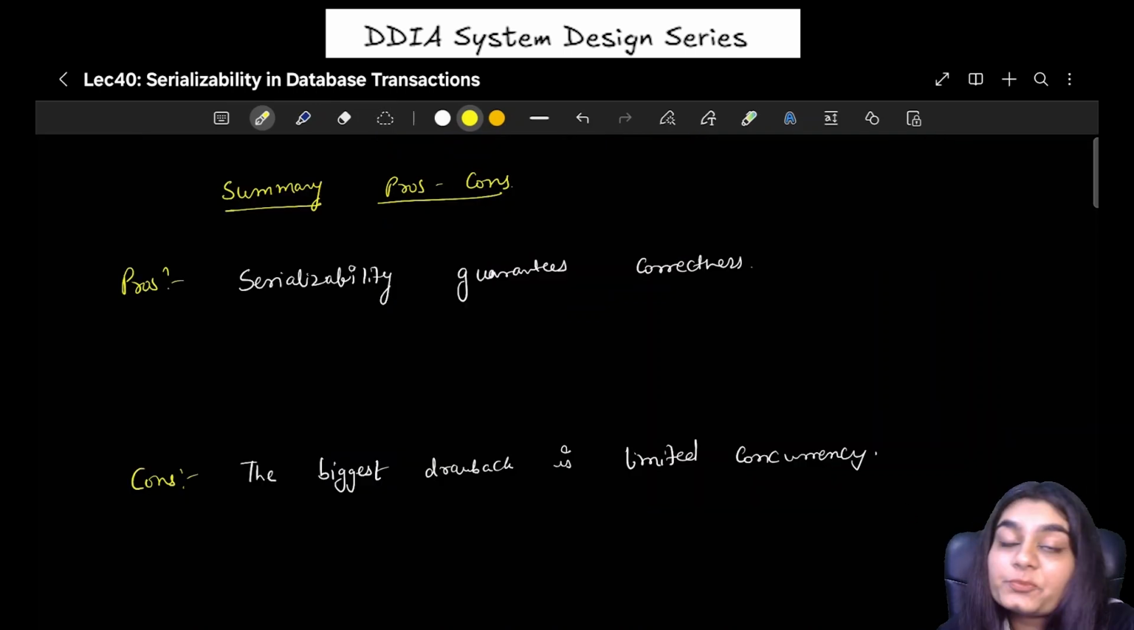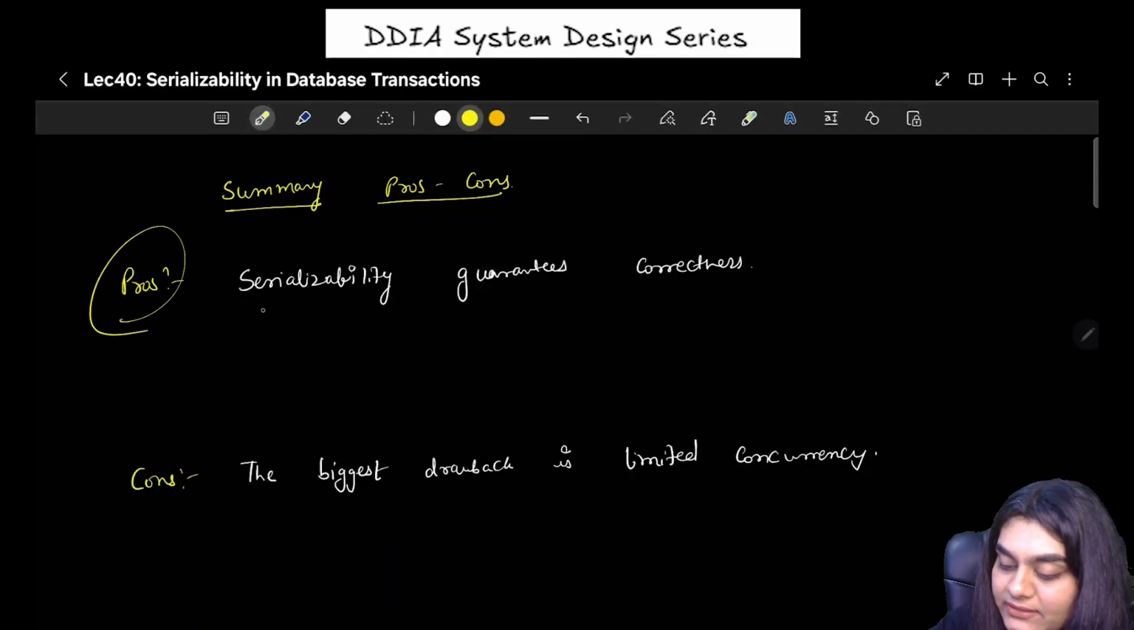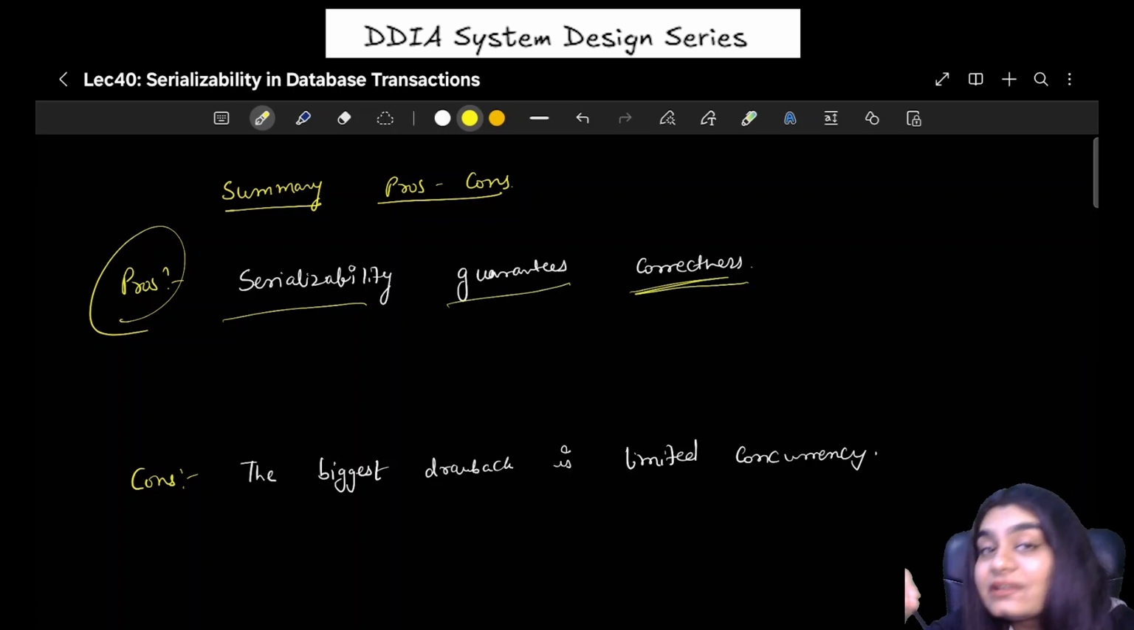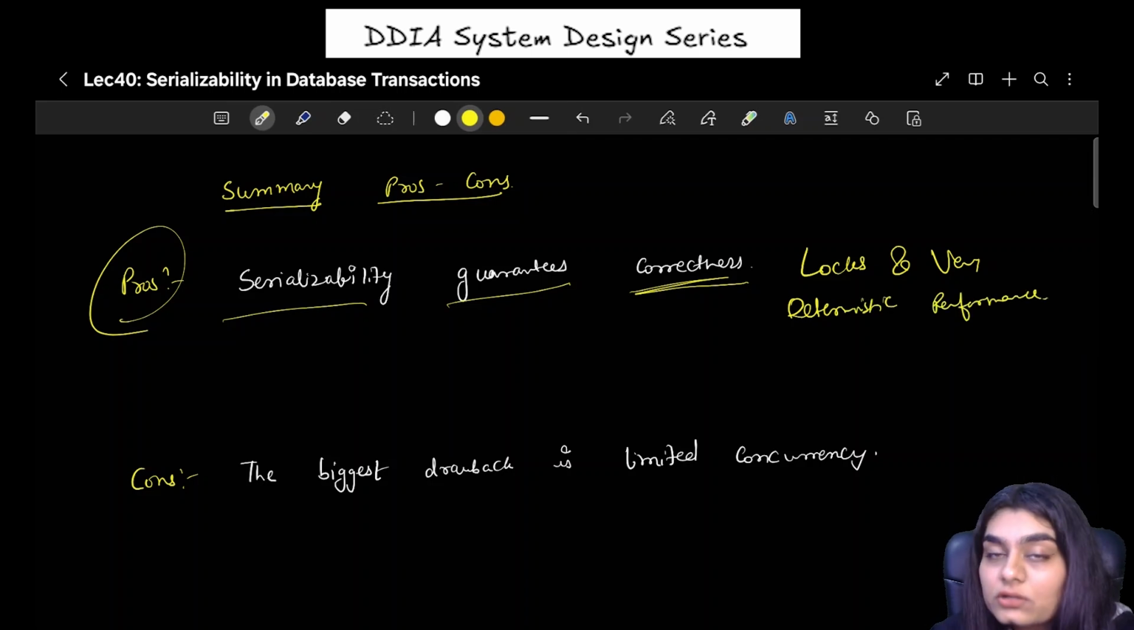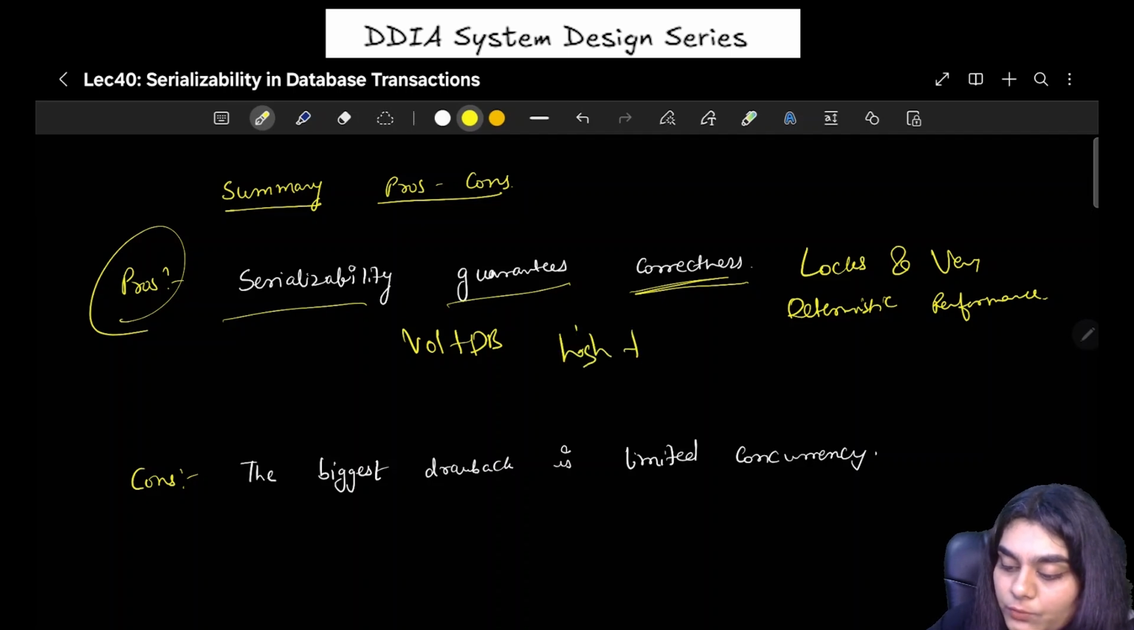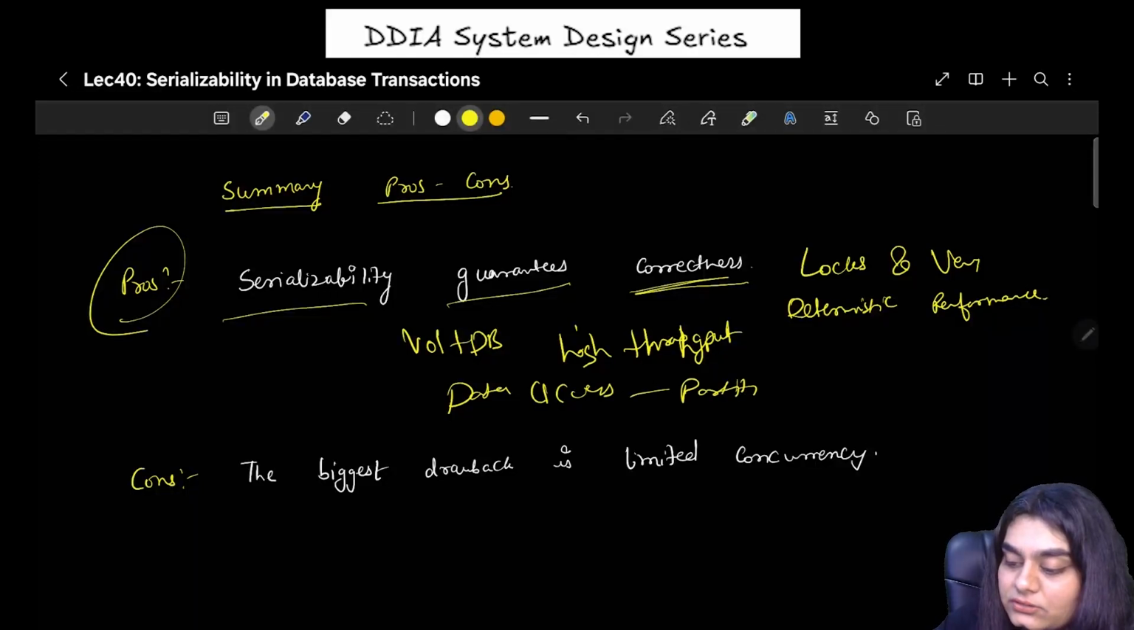Okay, now let's talk about the pros and cons of using serializability. The pros are, serializability guarantees correctness. A true serial schedule has no concurrency bugs. By running single threaded, you avoid locks and can get very deterministic performance. Well partitioned workloads can almost scale linearly with the number of partitions. Systems like VoltDB report high throughput when data access is partition local.